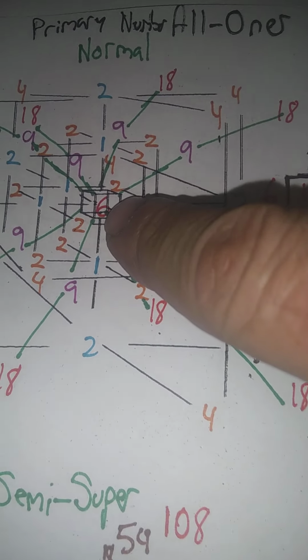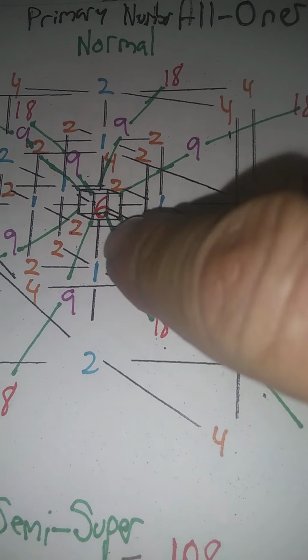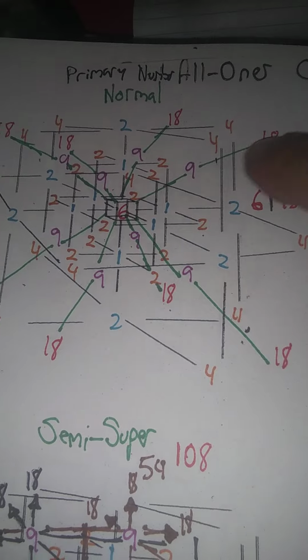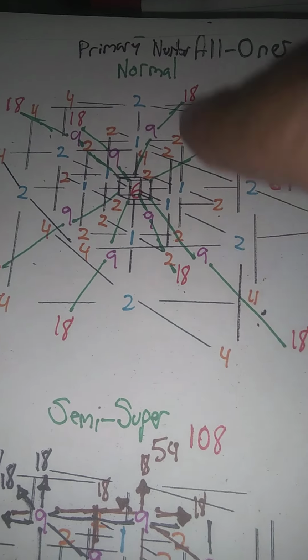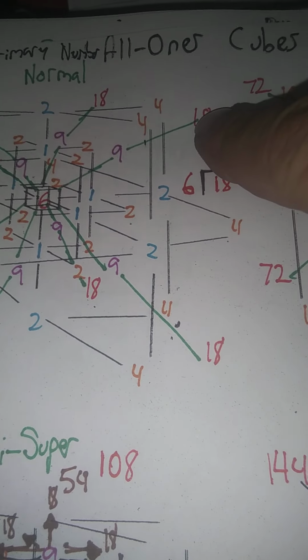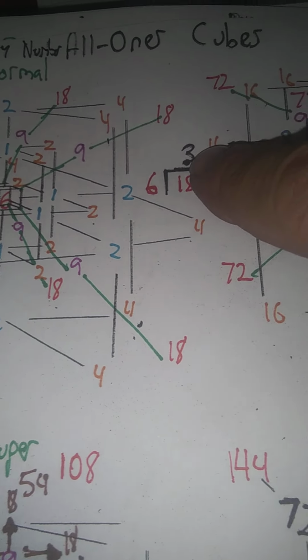And 6, if you add up all the ones around here, it's 6 in the center. And so these are the special diagonals, 4 special diagonals. And 6 goes into 18 3 times.